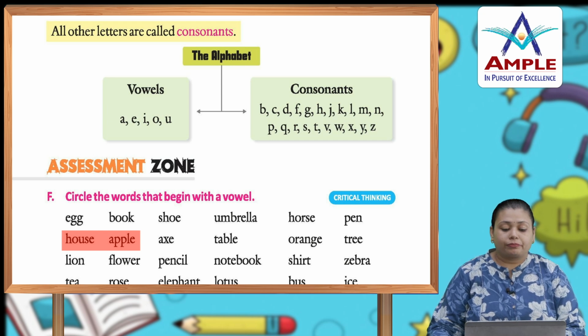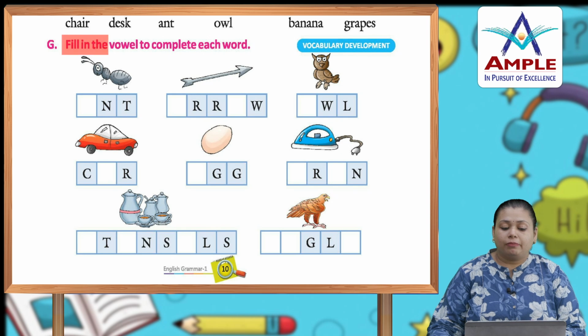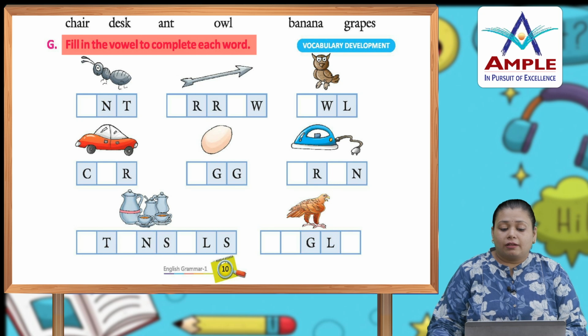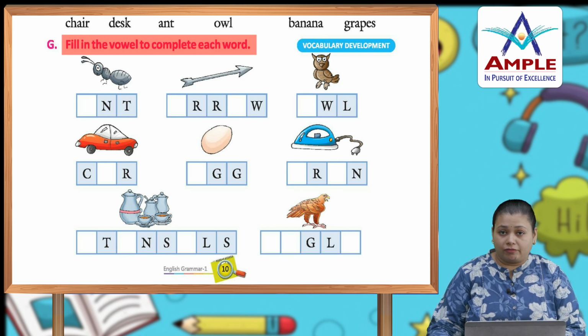Okay. Now G, fill in the blanks. Fill in the vowel to complete each word. In this question you have to fill in the alphabets which are vowels. Vowels, you know what these are. Number 1 is ant. You have to write down A in the box.